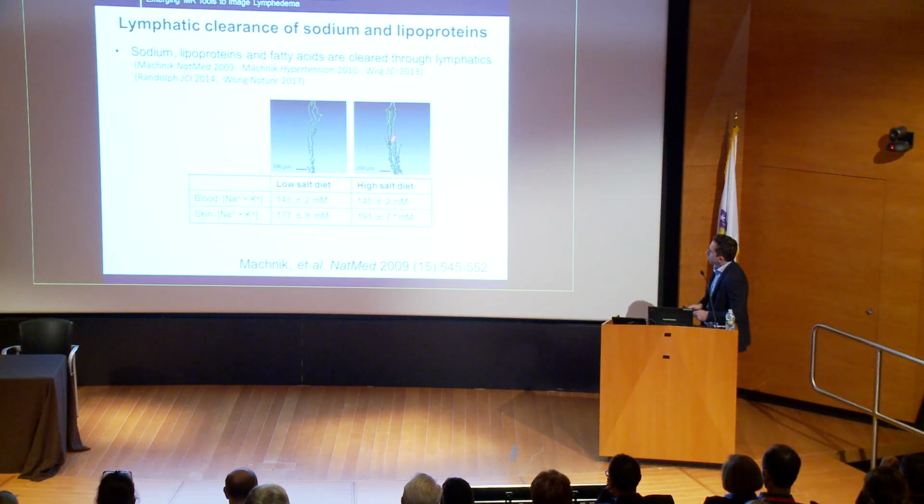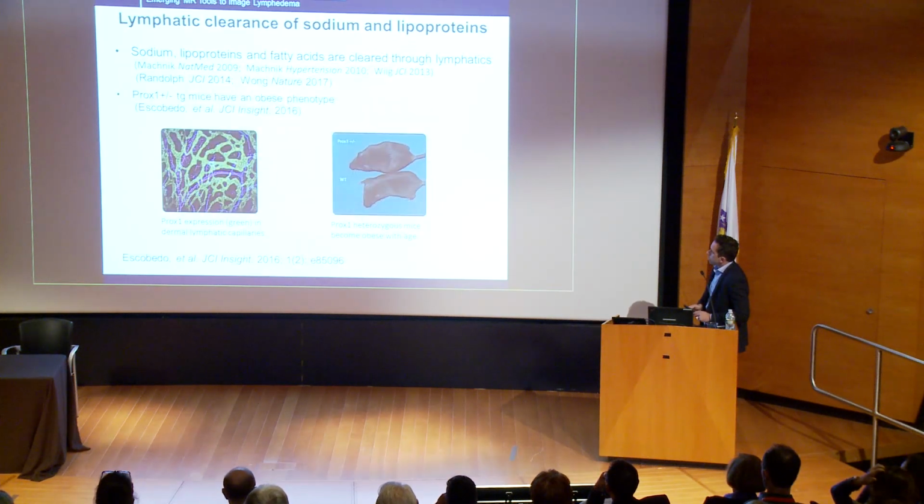So the lymphatic vessels are also a little bit enlarged in the mice that had the high-salt diet. So this provides some evidence from the animal literature, and there's other evidence as well, linking lymphatic dysfunction potentially with sodium accumulation.